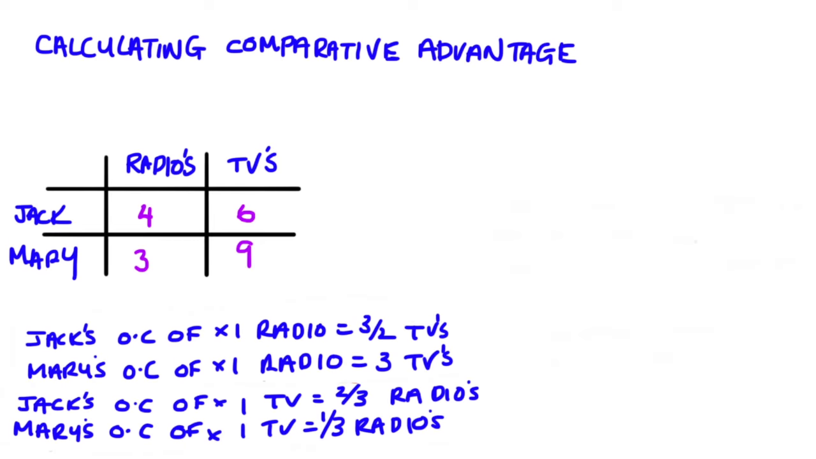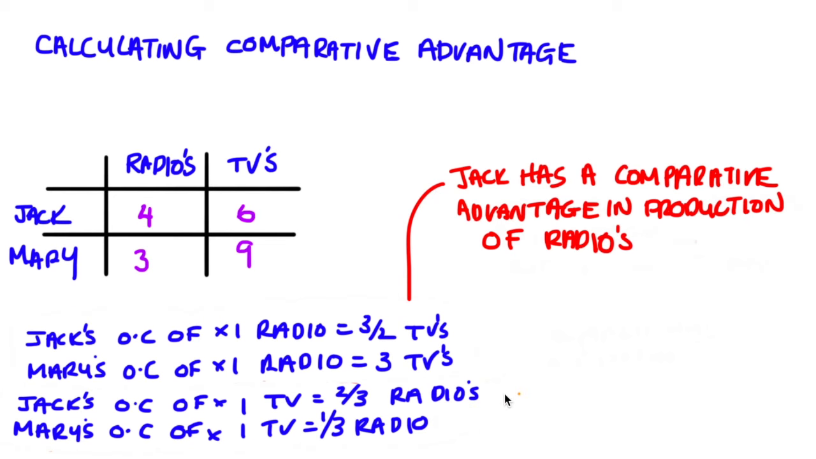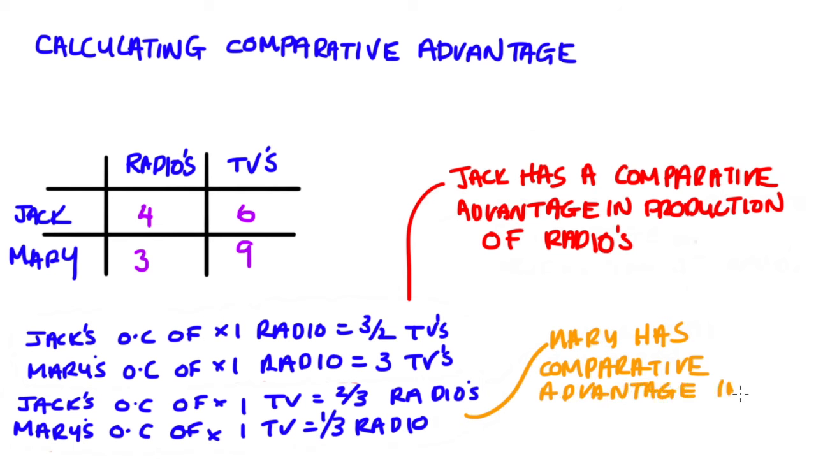because we can compare the 2 opportunity costs for each of the goods. So Jack's opportunity cost of 1 radio is 3 over 2 TVs, 1.5, and Mary's opportunity cost of 1 radio is 3 TVs. Since 3 over 2 is less than 3, Jack has the lower opportunity cost, so Jack has a comparative advantage in the production of radios. Likewise, we can compare the opportunity cost for TVs, and we can see that Jack gives up 2/3 of a radio if he makes 1 TV, but Mary only gives up 1/3 of a radio. Subsequently, Mary has a comparative advantage in the production of TVs.